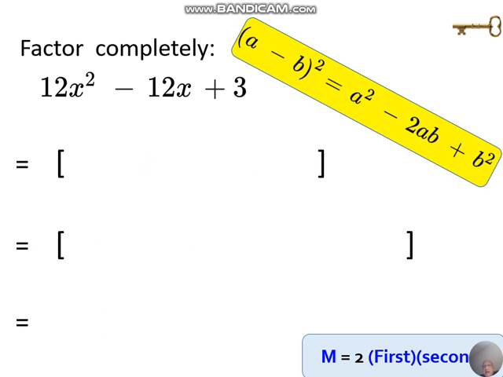What is the common factor between 12, 12, and 3? The common factor is 3. If I divide 12 by 3, I get 4x squared. If I divide 3 by 3, I get positive 1. If I divide negative 12 by 3, I get negative 4x.